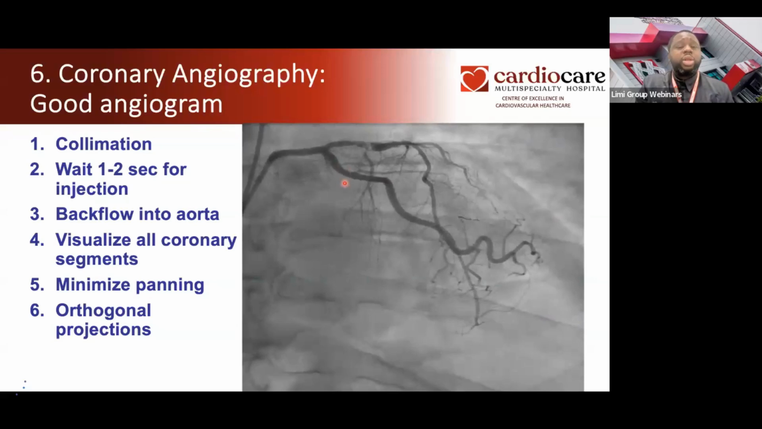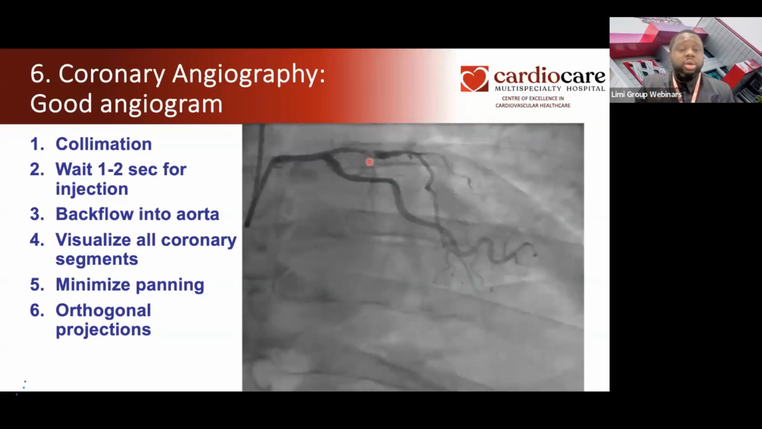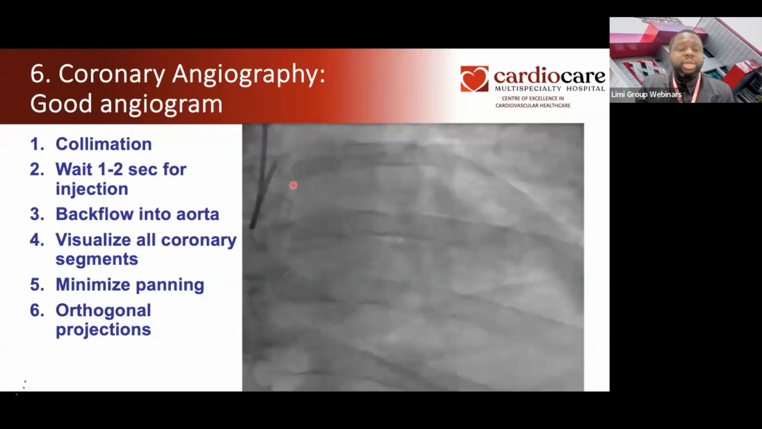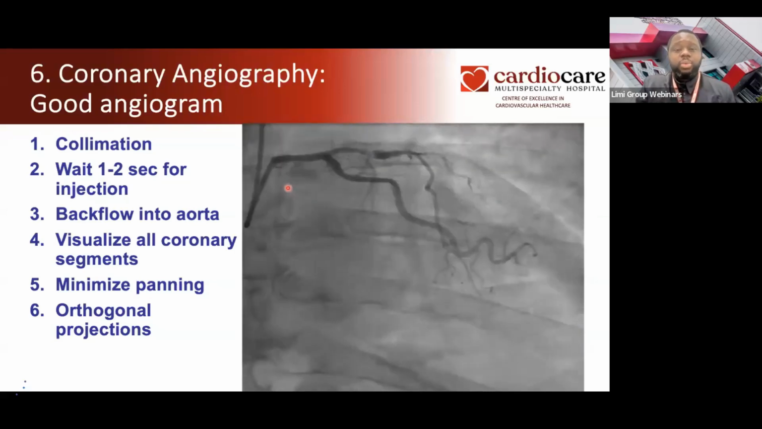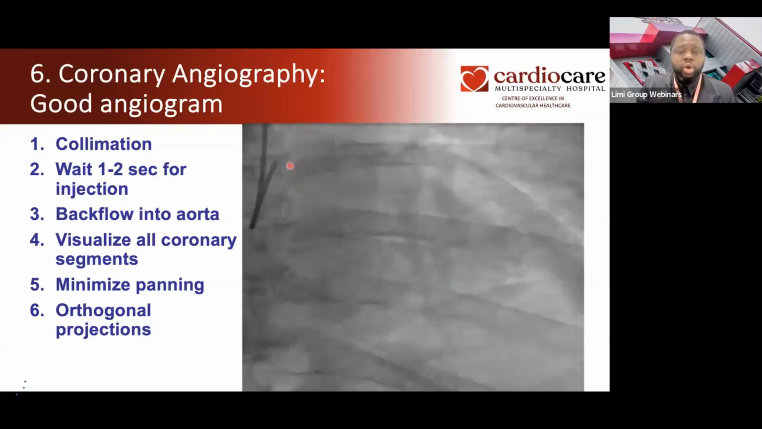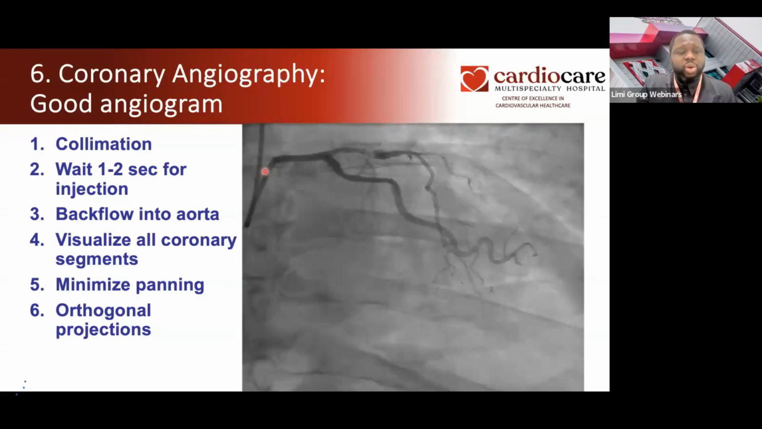Once you are giving this, your mind must be looking for this, and everybody in the lab must also be looking out for this, so that in case you are under pressure and looking at one vessel, somebody else can point it out. That is why we don't do angios with less than 4 or 5 people in the room doing different things. So you can see the backflow. You give a good injection, wait for 1 to 2 seconds.